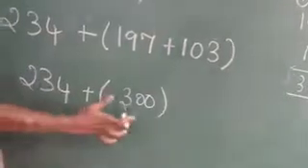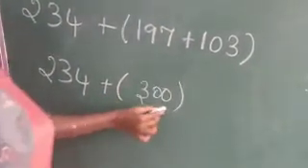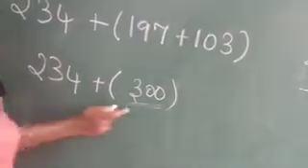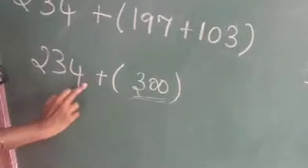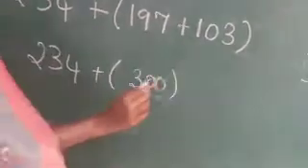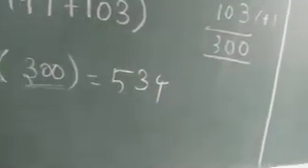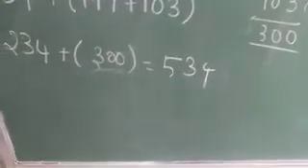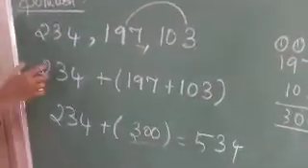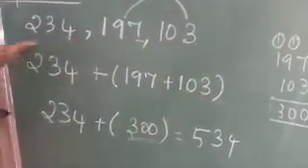Now you add these two numbers. If it is in the form of 100, it is easier to add. Now you add 234 and 300. What will you get? You will get 534. So do you understand how to do the sums?